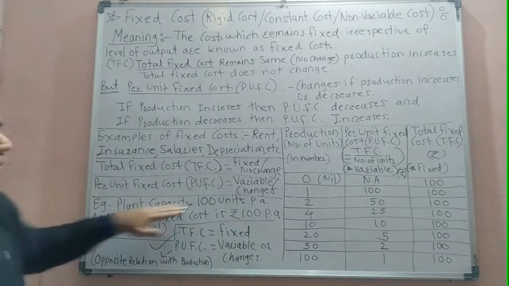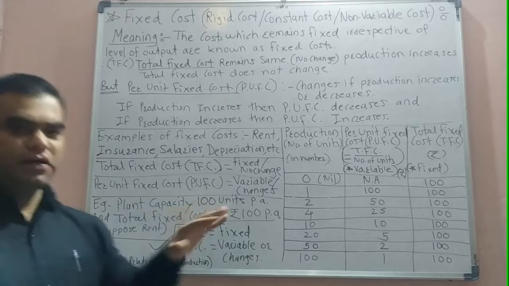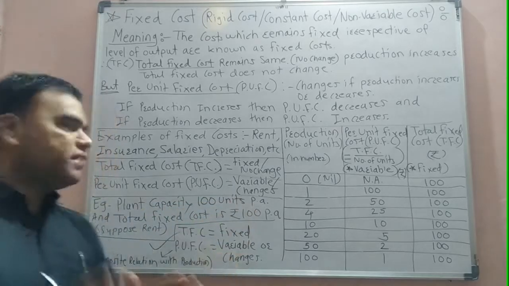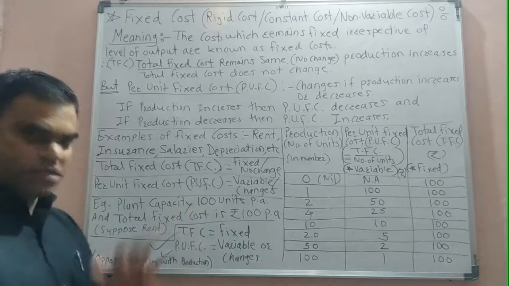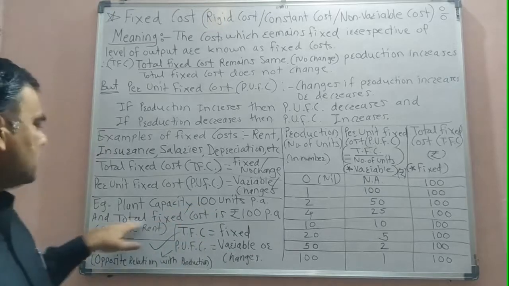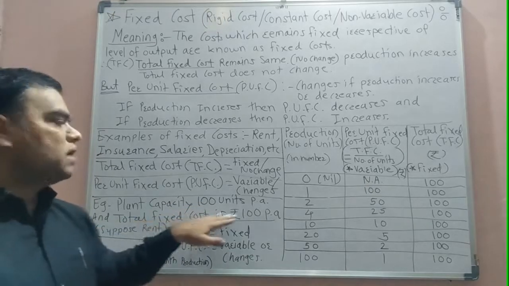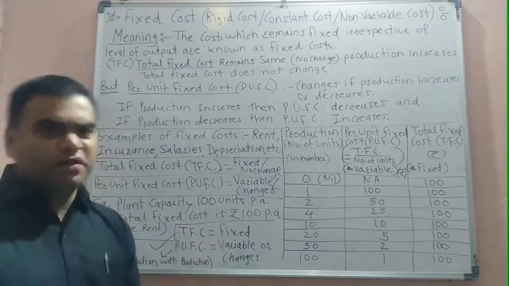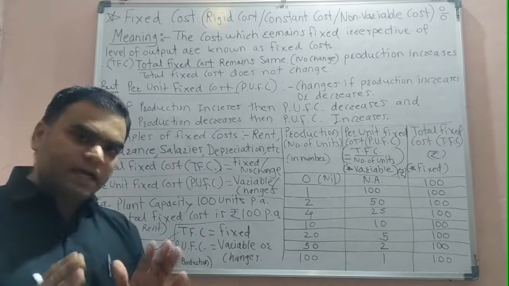Suppose our plant capacity is 100 units per annum, which means yearly we can manufacture 100 units. And total fixed cost is also, suppose, rupees 100. I have taken small figures so that you can understand easily.